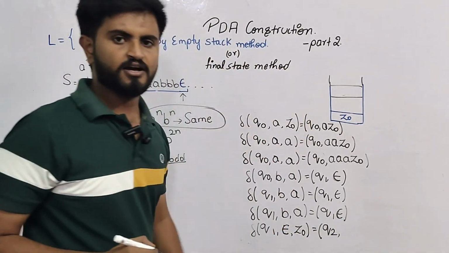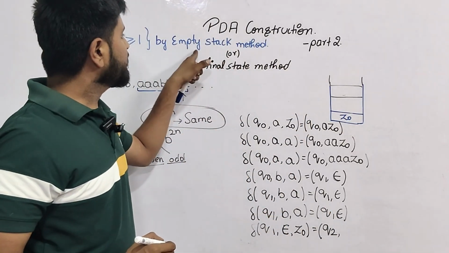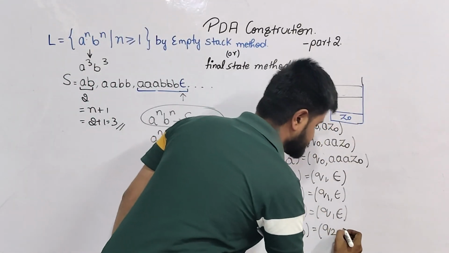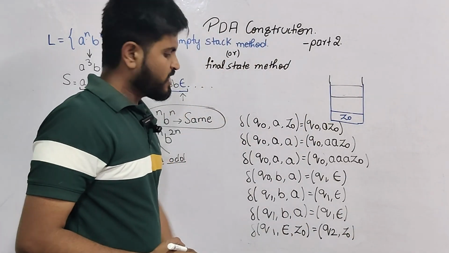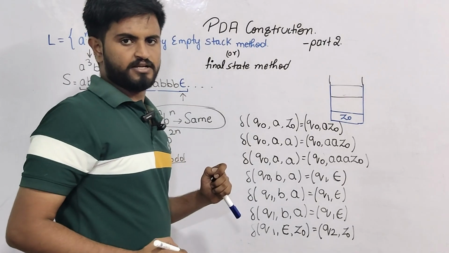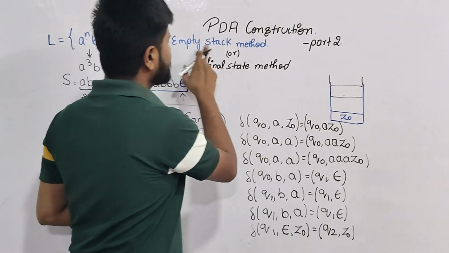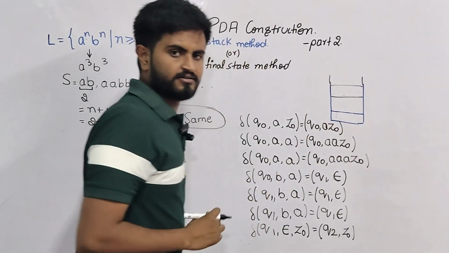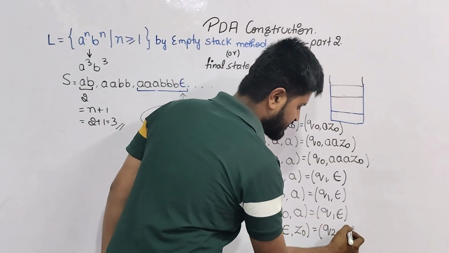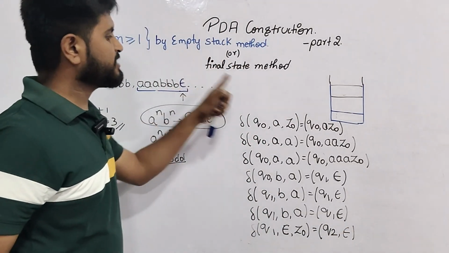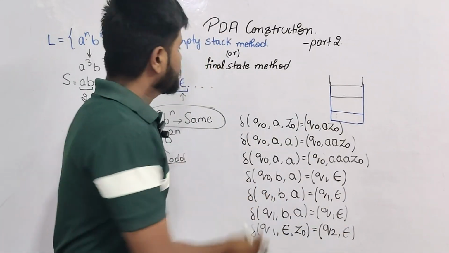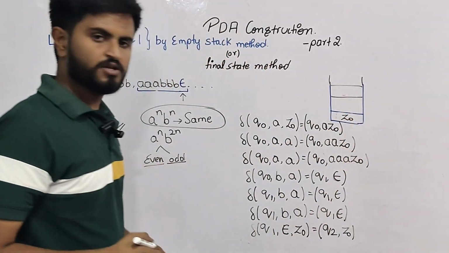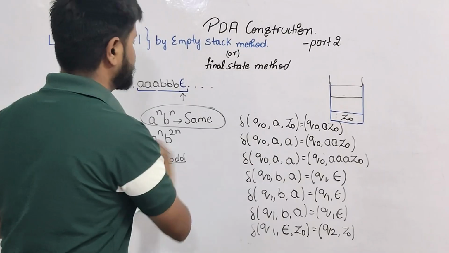Next, what must you write here? In this step only, I will show the empty stack method and the final state method. If it is the final state method, you will write Z0 directly here. Okay? If it is final state, Z0 will be written. Now, if it is the empty stack method, it means you will be emptying the stack. That is, you will be removing Z0 and writing epsilon here. Empty stack method means empty the stack and write epsilon. If it is the final state method, keep Z0 as it is. Now after writing the transitions, we must write the PDA diagram.